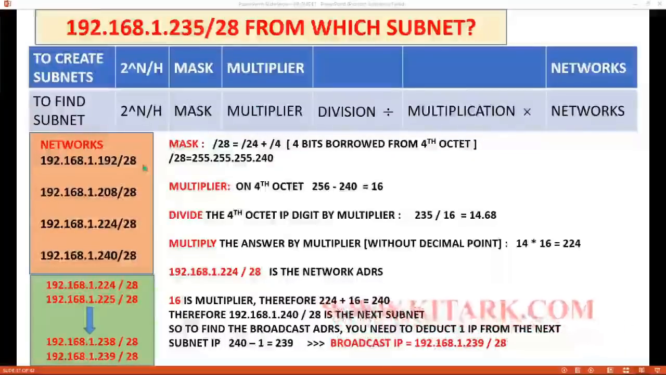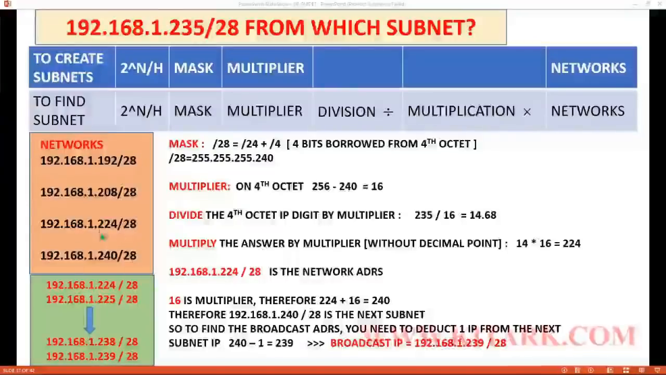So you will have the networks like 192.168.1.192/28, 192.168.1.208/28, 192.168.1.224/28 and 240/28. Consider all these are different networks or subnets. Here the 1.235 IP is from this particular network, 192.168.1.224/28. You can see it here, right? So after our calculation, the answer should bring us 192.168.1.224/28. I'm explaining the answer here so that after doing the calculation, you can confirm we got this answer.